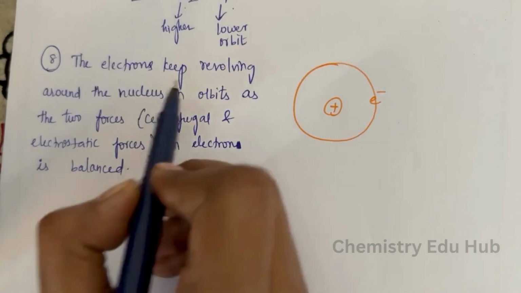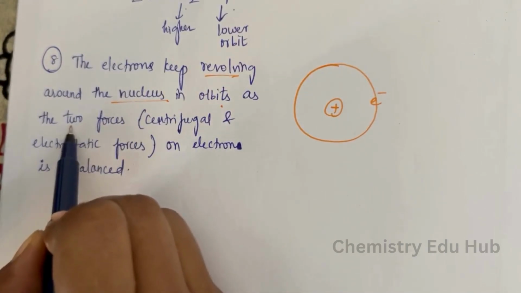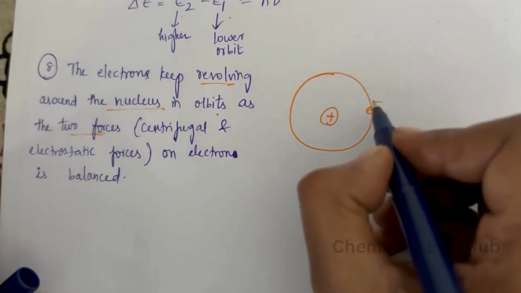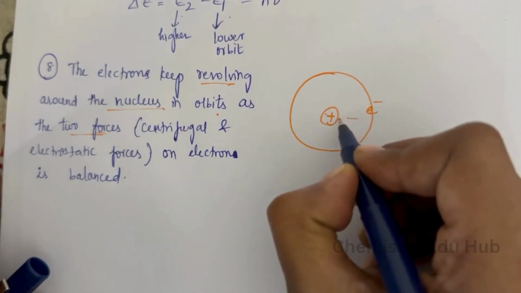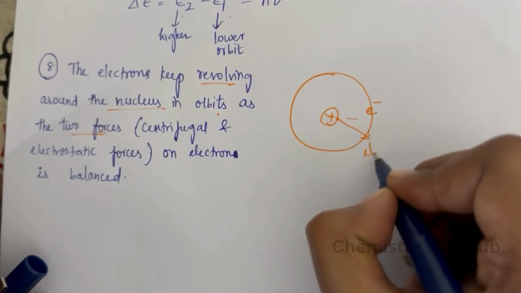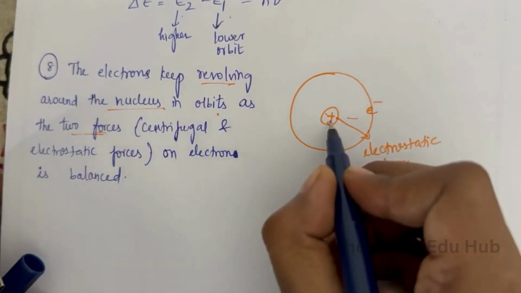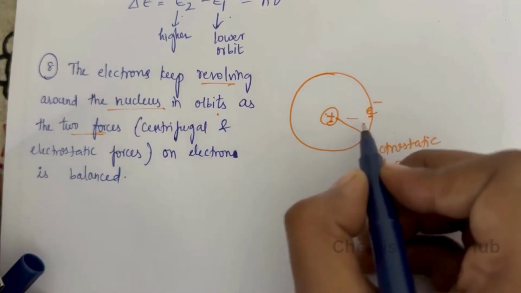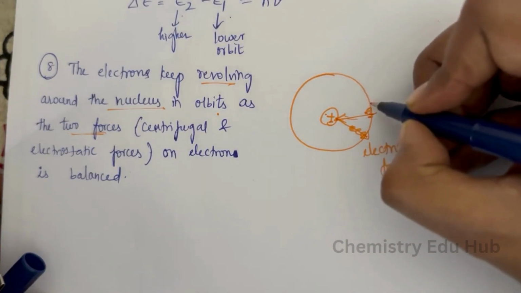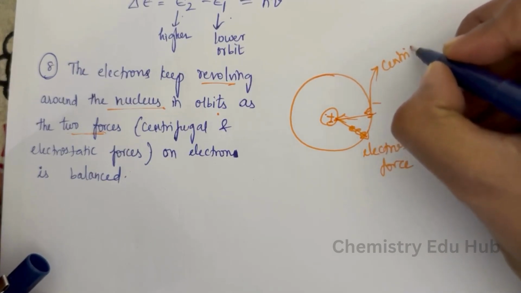The electrons keep revolving around the nucleus in an orbit because the two forces that are acting on the electron are balanced. What are the two forces? The electron and the nucleus, since they are oppositely charged species, there is an attractive force called electrostatic force. Electrostatic force of attraction between the nucleus and the electron is pulling the electron towards it, and also there is an outward force that is pulling the electron, that is the centrifugal force.